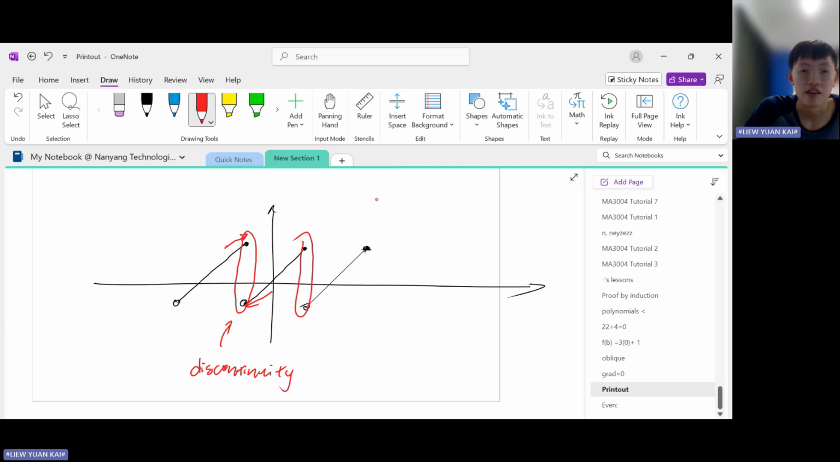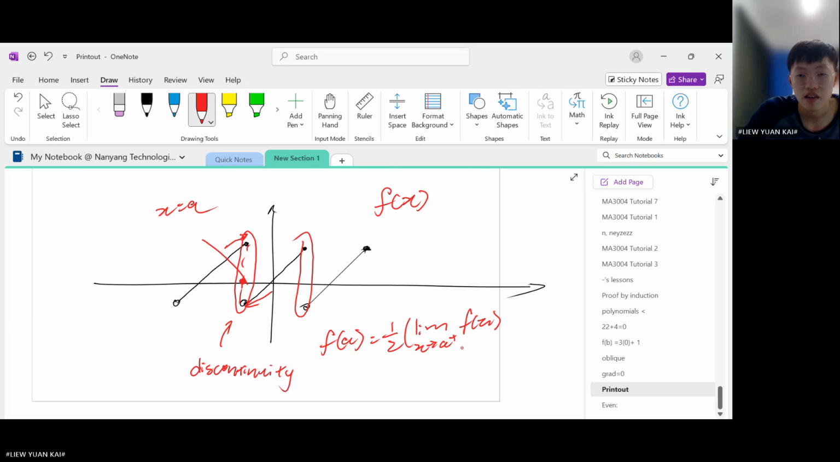However, the f of x that you obtain from the formulas, after you do all the formulas, you will obtain an f of x. You can still find a value at the discontinuity. Suppose that this discontinuity occurs at x equals a. If you want the value of f at x equals a, you can use the formula: half of the limit as x approaches a from the right plus the limit as x approaches a from the left.